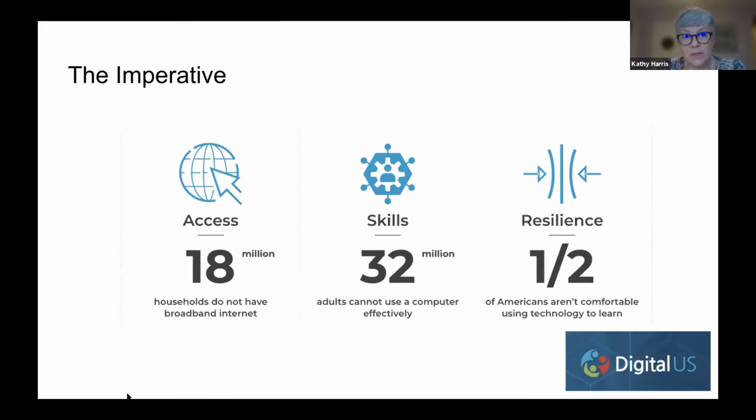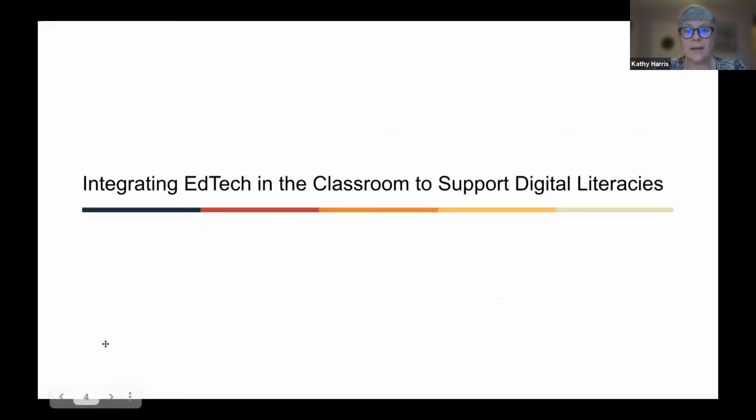32 million adults cannot use a computer effectively. They cannot do the things that they need to be able to do to be successful in their lives and meet their goals. And half of Americans don't have enough comfort and confidence in their technology skills to continue to learn, which means that as technology continues to be part of our lives and changes and evolves, people don't have the skills to keep up. And so that's why it's so important. That's the framing of the issue as to why Jen and I do the work that we do.